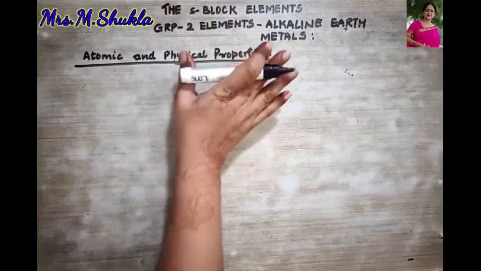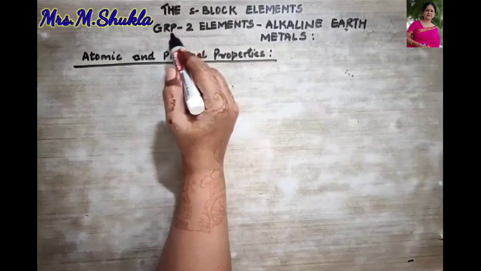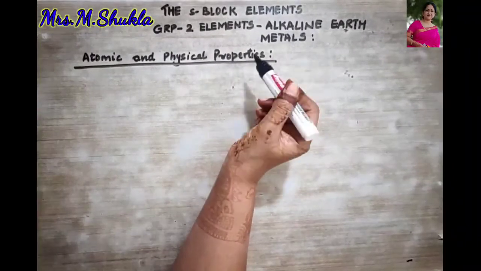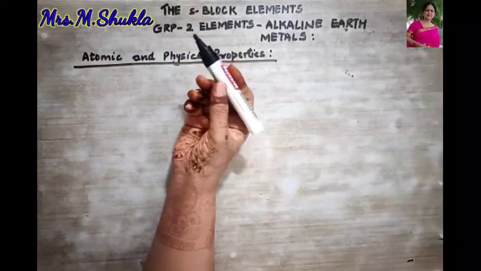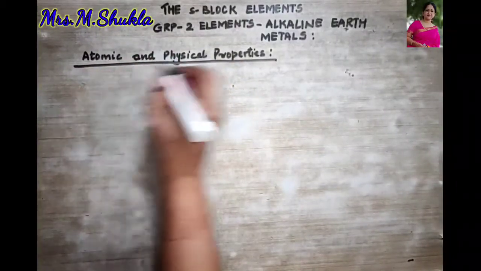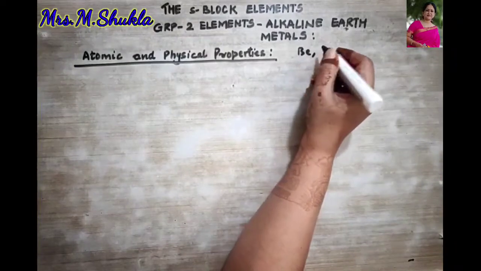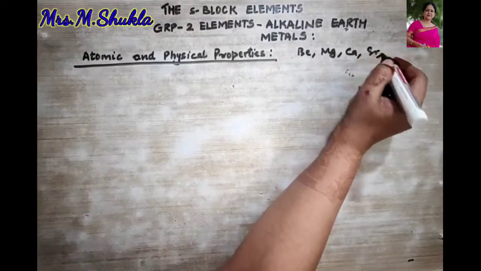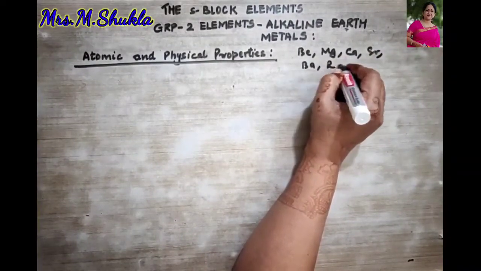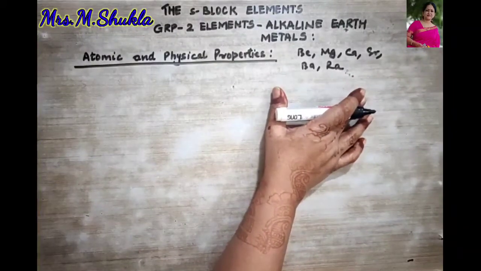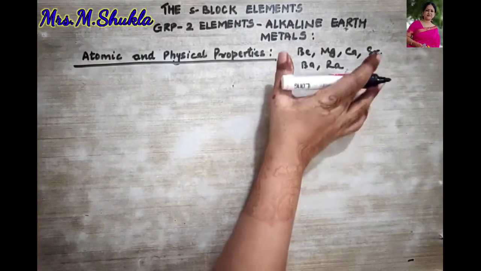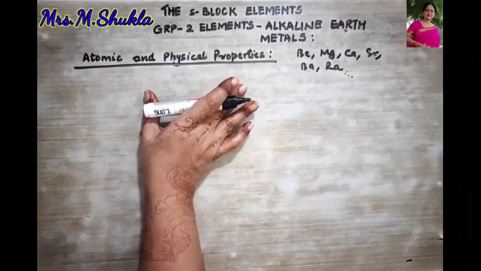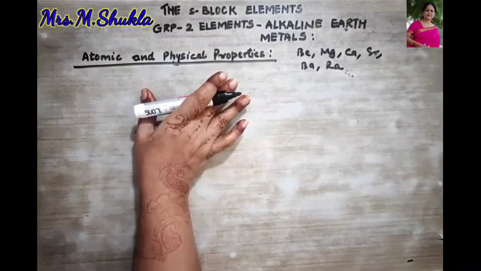So today in this S block elements chapter we are going to study about group 2 elements. Group 2 elements are also called alkaline earth metals. And what are those alkaline earth metals? They are, for example, beryllium, then magnesium, calcium, strontium, then we have barium, radium and all these. So what are they collectively called? They are termed alkaline earth metals, right? So today we are going to study the atomic and physical properties of group 2 elements.